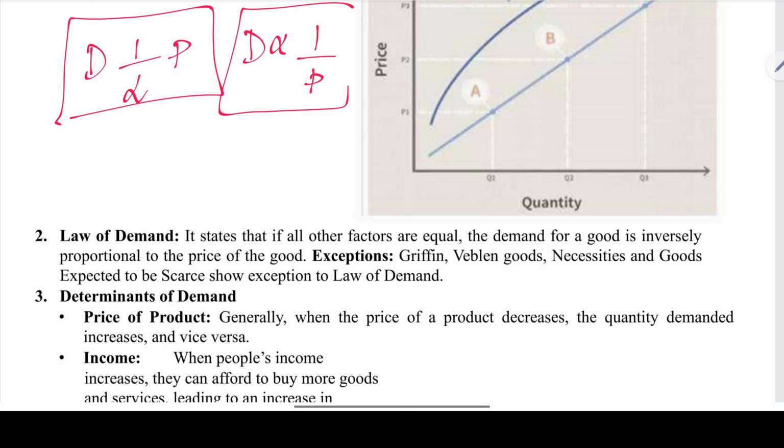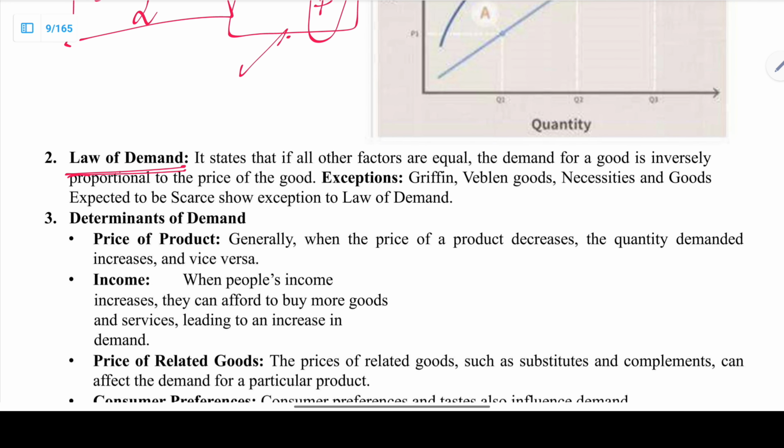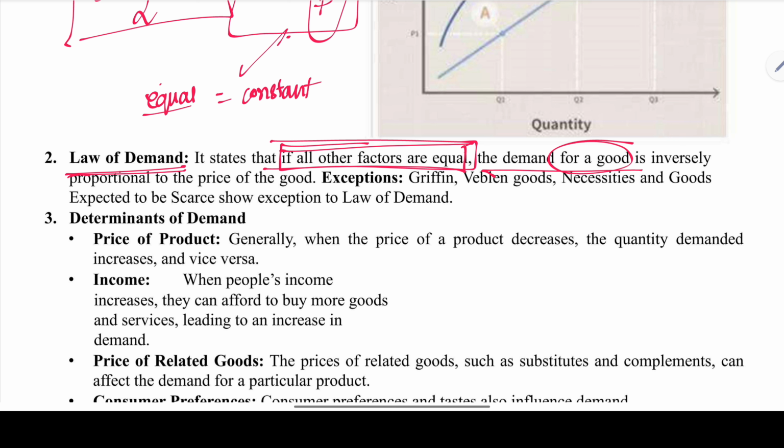This is how we should mention it correctly: demand is inversely proportional to the price. The law of demand states that we need to keep all the factors constant, that is, equal. That is the meaning of constant. All the factors are constant. We are demanding a good, so we say that there is a demand for a good.